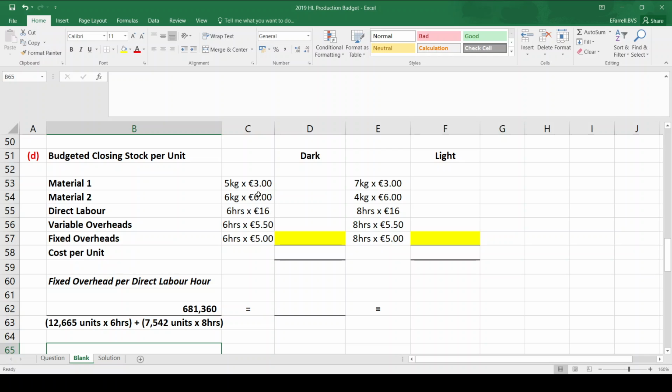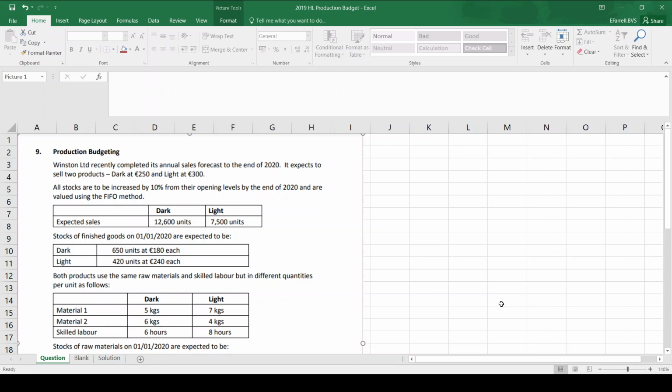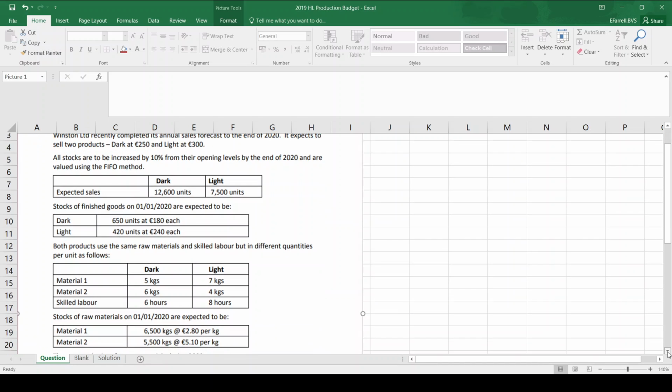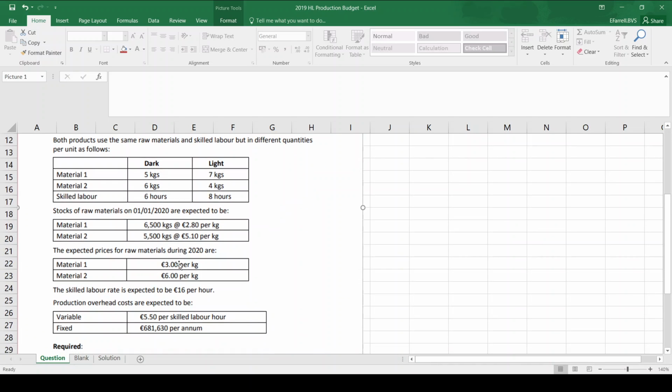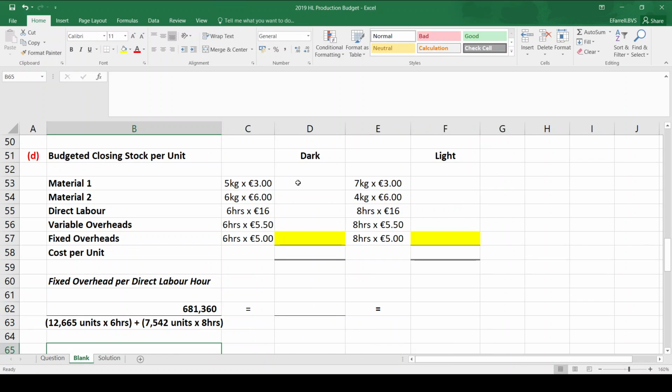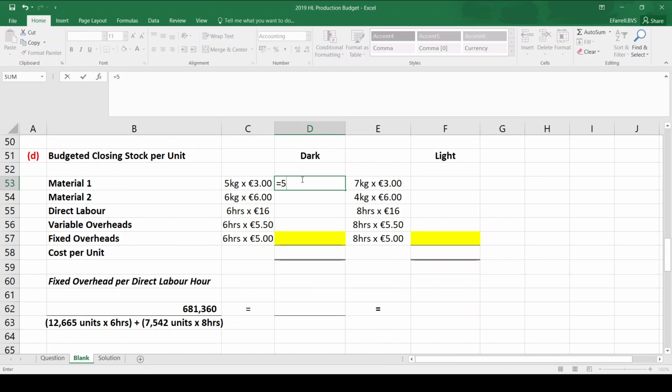Now, the cost during the year, if we want to buy materials: material 1 is €3, and material 2 is €6. So that's just coming from here. Material 1, €3, and material 2, €6. So this is simply 5 by 3, and this is 7 by 3, and here we have 6 by 6 and 4 by 6.